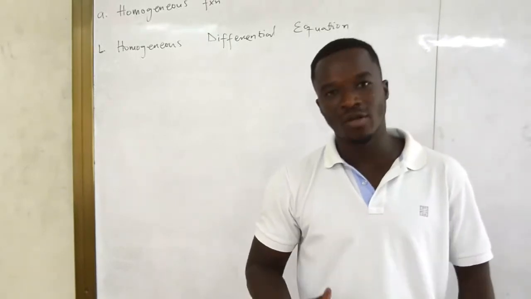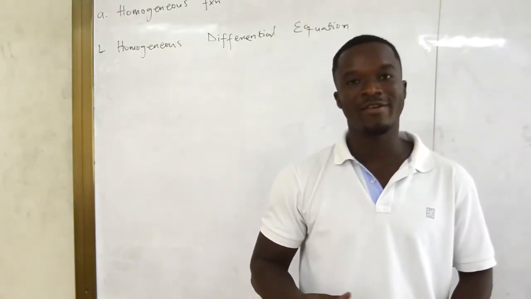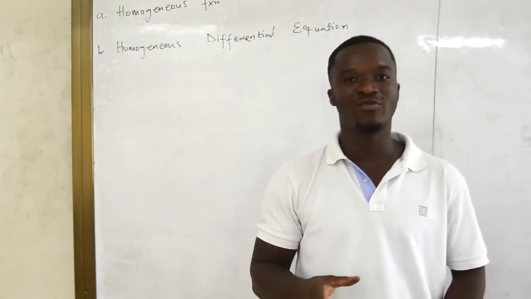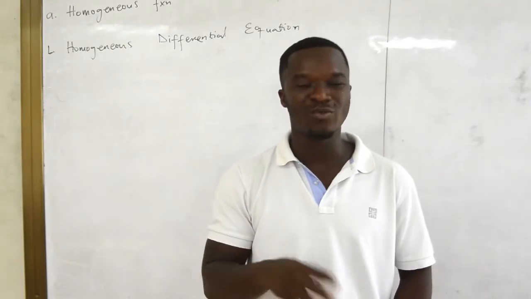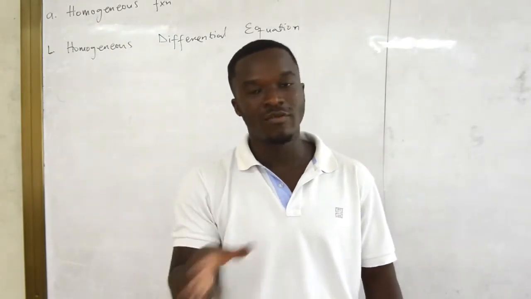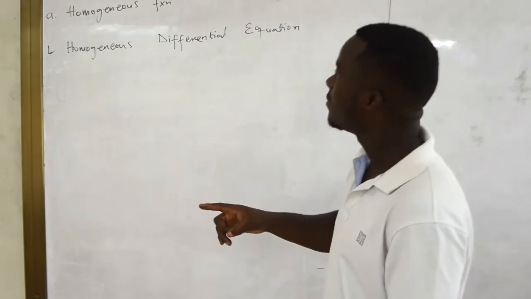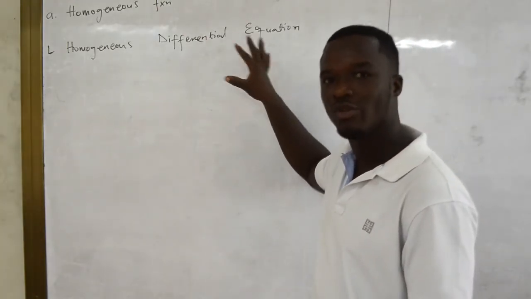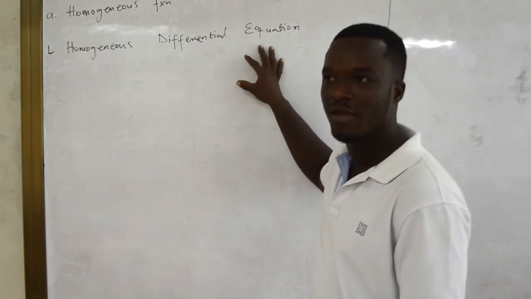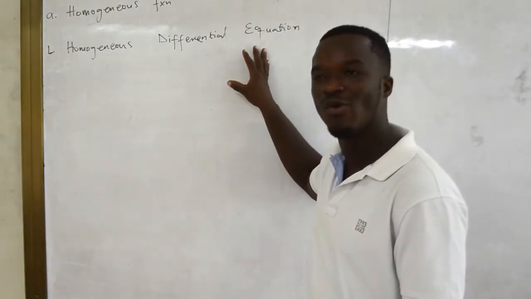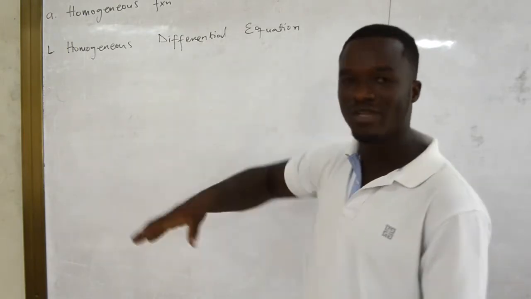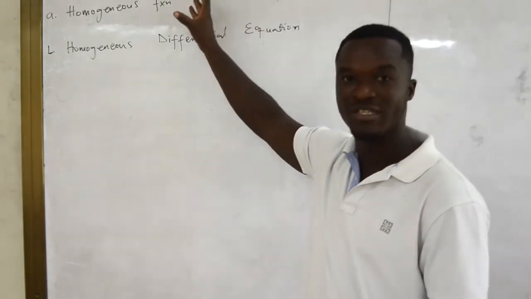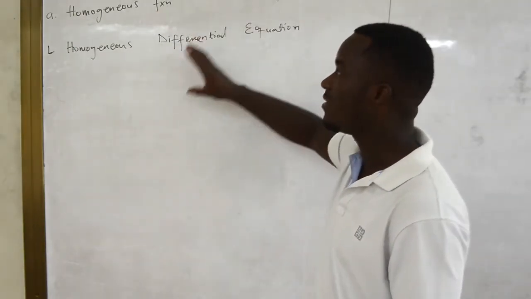So another method of solving first order differential equations is the transformation of homogeneous. Before you can apply transformation of homogeneous to solve any differential equation, your differential equation must be homogeneous. And for your differential equation to be homogeneous, the individual equations must be what? Homogeneous functions.